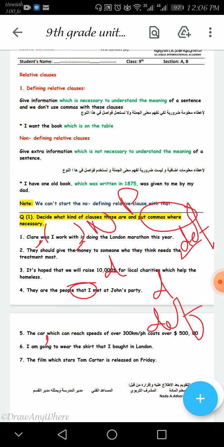I'm going to wear the skirt that I bought in London. The film which stars Tom Curry is released on Friday. Same thing, this is extra information. I want you to try to answer the workbook and decide the defining and non-defining relative clauses.